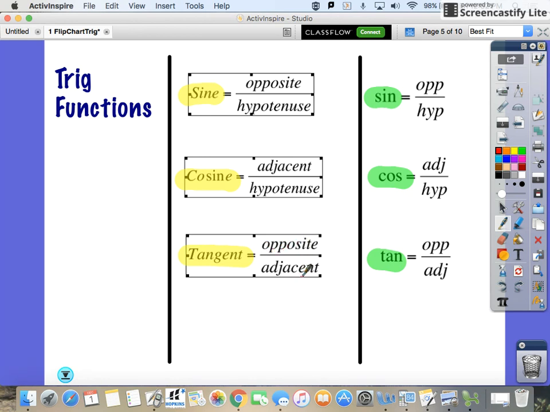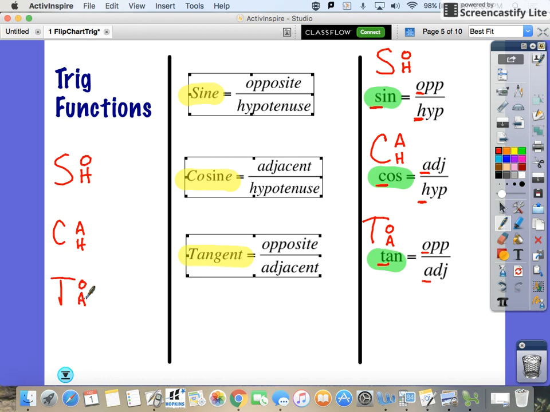There's a shortcut that people use to remember what relationships there are. This one has S, O, and H. So "soh" is what we say. This one has C, A, and H. "Cah" is what we say for that. And then last is T, O, and A. So "toa." So SOH CAH TOA. You guys will hear us say that a lot. And it's really important that O is over H, A is over H, and O is over A. That location of those sides matters.